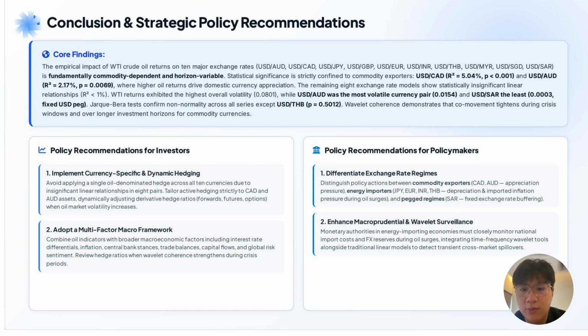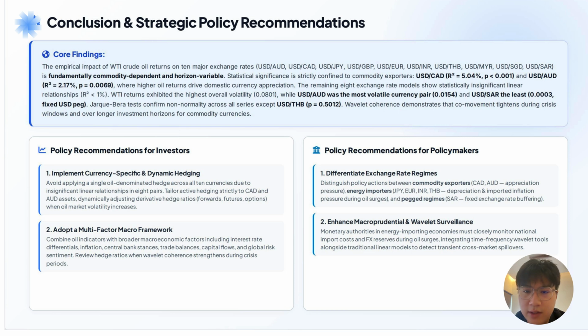So our data set encompassed 335 weekly observations spanning January 5th, 2020 through May 31st, 2026, yielding 334 simple log returns. To evaluate both the static average link and dynamic horizon-dependent co-movement, our methodology combined descriptive statistics, Jarque-Bera normality test, Pearson correlation, ordinary least squares regression in EViews, and time-frequency wavelet coherence analysis in RStudio. So, moving on to our core findings.